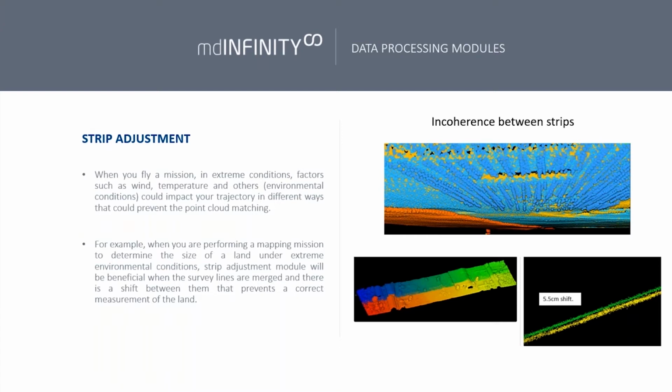The differences could come through, as an example, temperature. A camera that is calibrated at 15 degrees, maybe you then have 25 degrees, and the whole calibration moved a little bit. But this movement could be adjusted by the strip adjustment algorithm, and that is done through our mdInfinity services. So with the strip adjustment, that could help to get a better data set out of what you have collected.